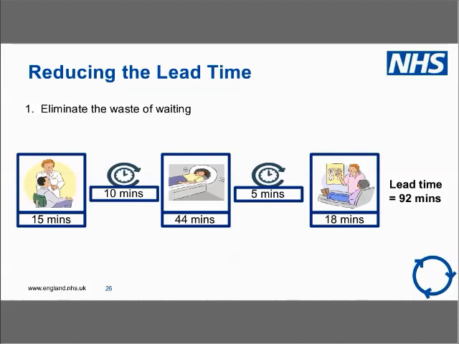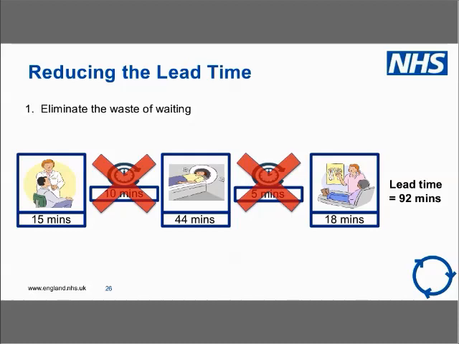Okay, reducing the lead time. When we look at reducing our lead time, the first thing we want to focus on is the waiting between the two cycle times. If you've got waiting in your process, that is a really good place to start when you're thinking about removing time and saving yourselves time. So here, even though we've only got 10 minutes and 5 minutes, we want to be asking the question, why does that need to happen? Why is that wait there? And how can we reduce it as much as possible?